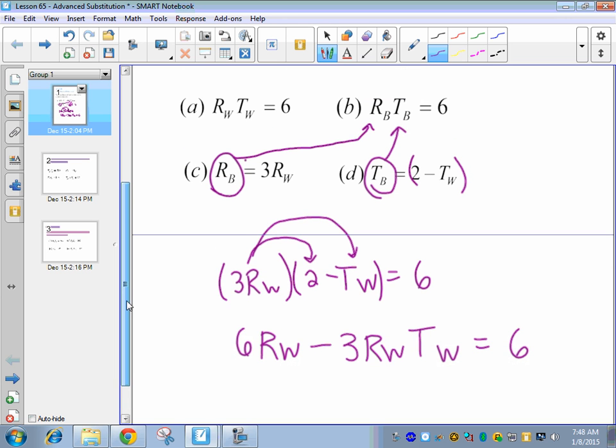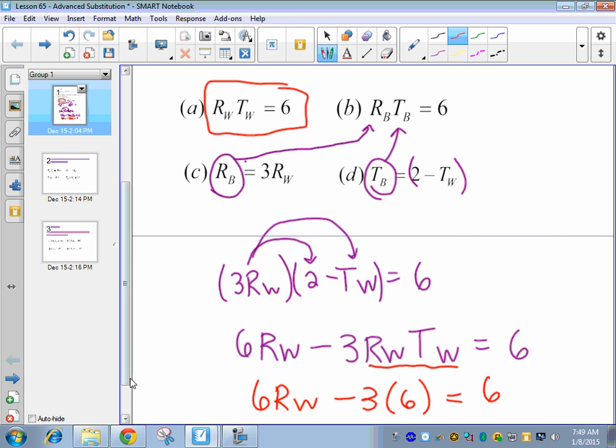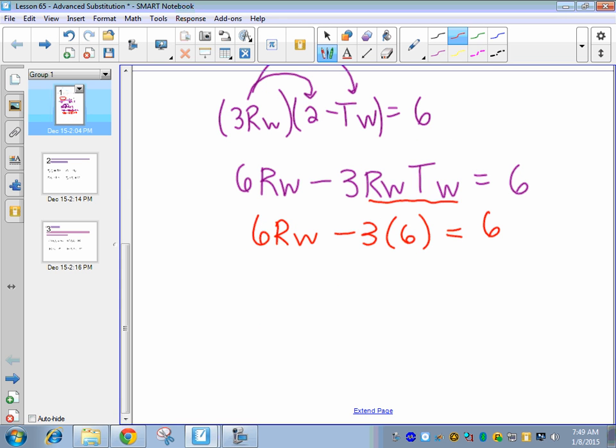All right, so we can actually get rid of RW TW because there's one equation up there that actually tells us what both those variables multiplied together equals. So what does RW times TW equal to? 6. According to this lovely equation right here, we can actually replace those two variables combined with 6. All right? So now I have 6RW minus 3, and I'm going to replace this whole thing with 6. That gets us down to one variable, so now we can solve.